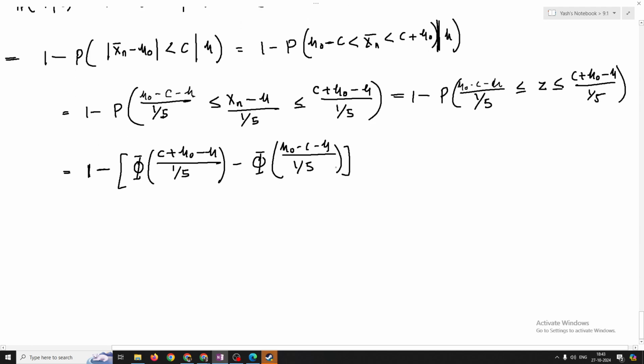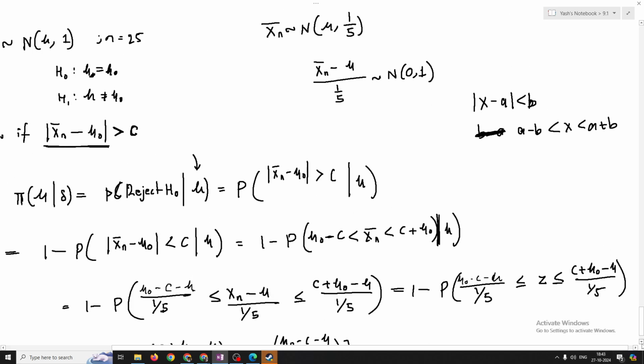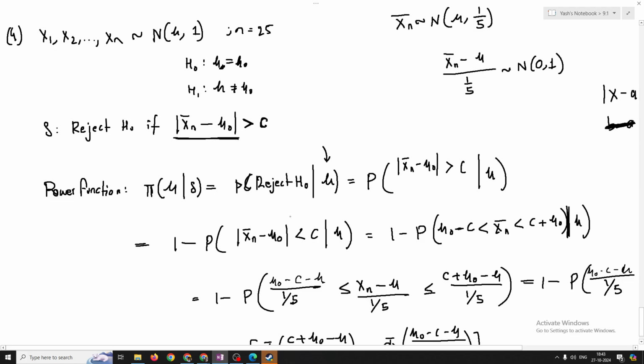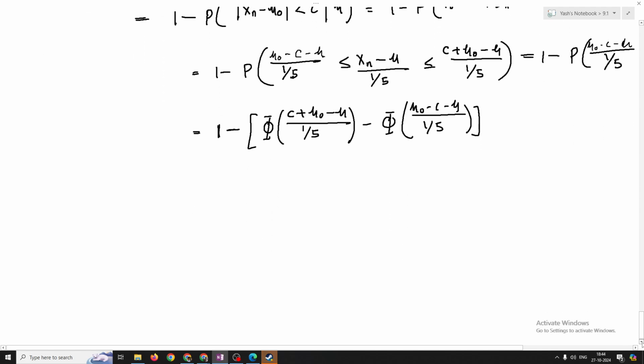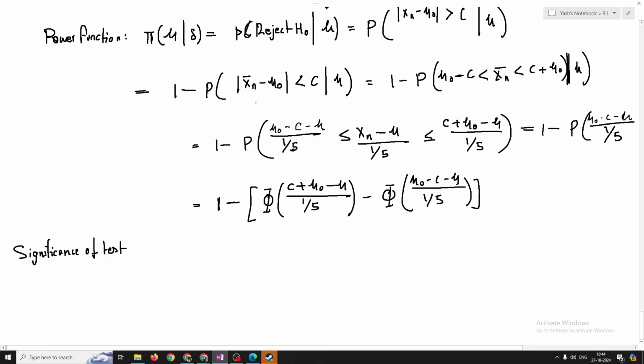Okay, now this is my power function. I needed to find the value of C such that the size of the test is 0.05. So what is the significance of the test? It is the maximum value of my power function when h naught is true.